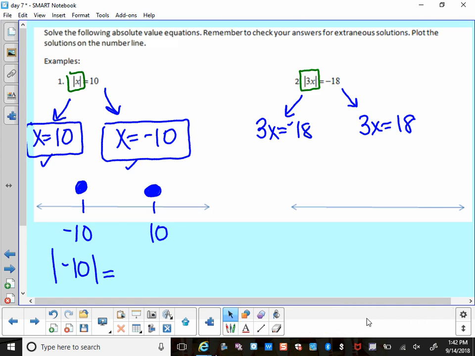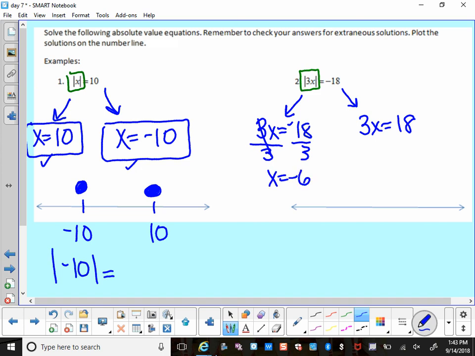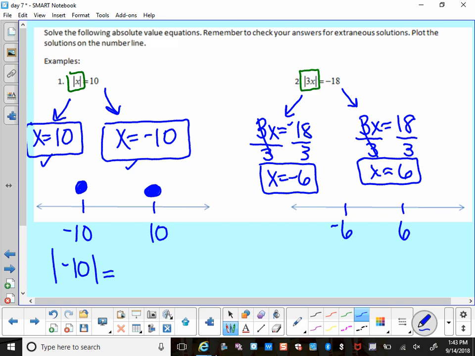Okay, so for my first problem, I divide by 3. What did you guys get for x? Negative 6. Over here, I divide by 3, so I get positive 6. On my number line, I have negative 6 and positive 6. Now if you plug those numbers back into your x, do both of them work?